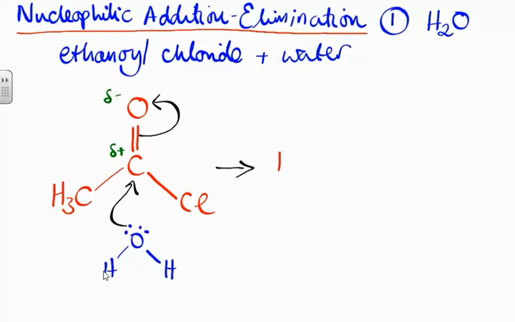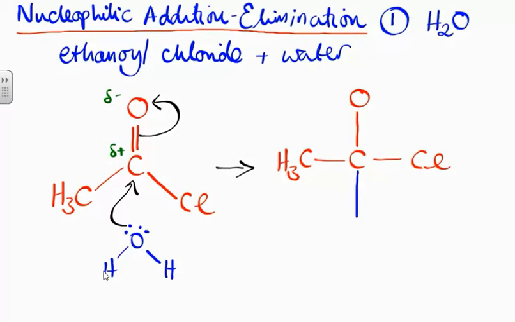So let's write down the things that haven't changed. So we've got the CH3 still bonded to the carbon, which in turn is still bonded to the chlorine. No change there. Well, we've broken the carbon double bond oxygen. That is now a single bond. That's the first thing to watch out for. What else have we got?